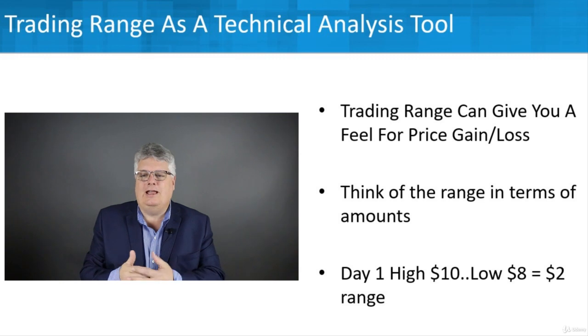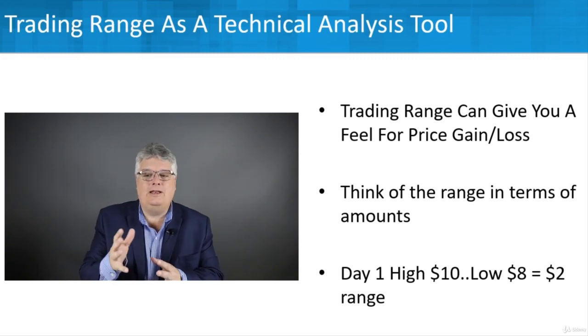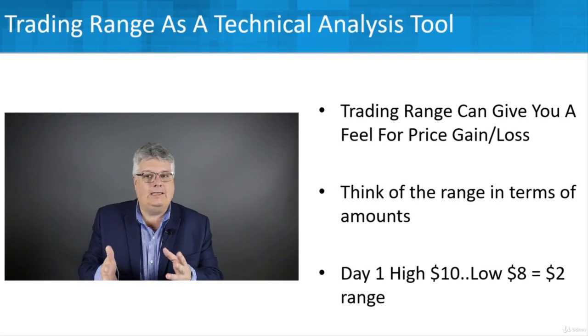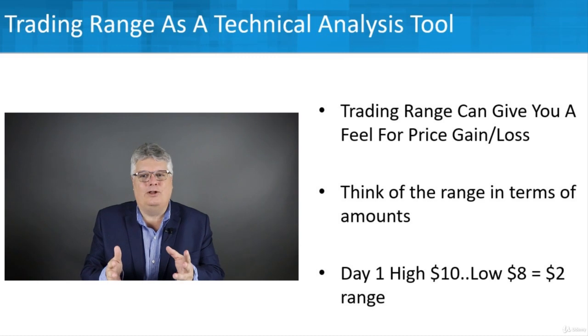So if we use, let's say, on day one, something had a high of, well, we'll use dollars as an example, $10, and had a low of $8. Using absolute terms, we would say it would have a $2 trading range, right? 10 minus 8, for example, very simple. So that will give you an idea of potential profit around there.